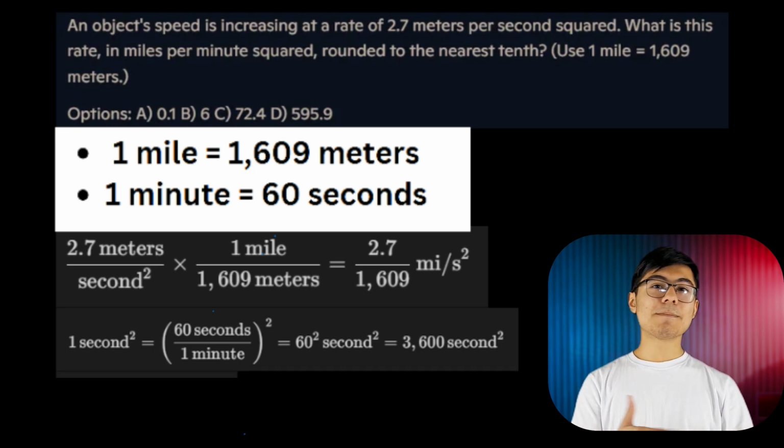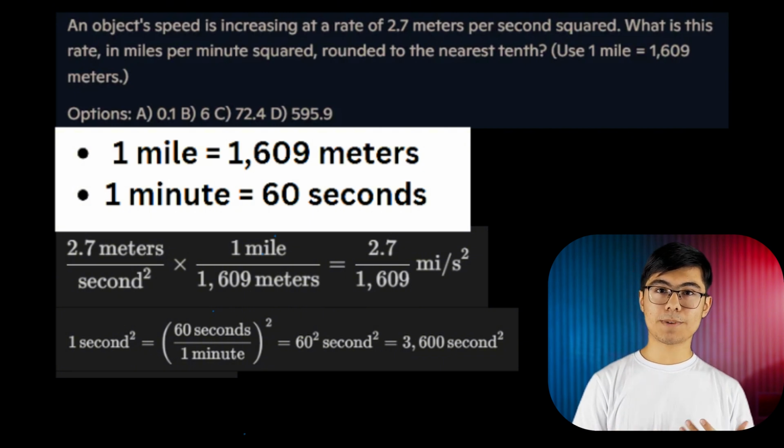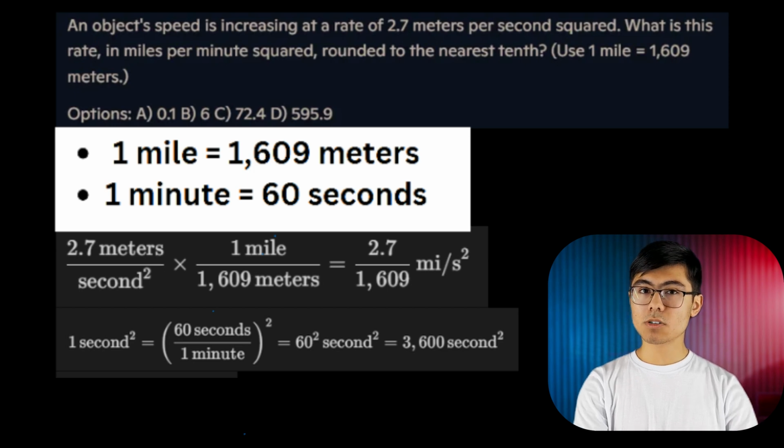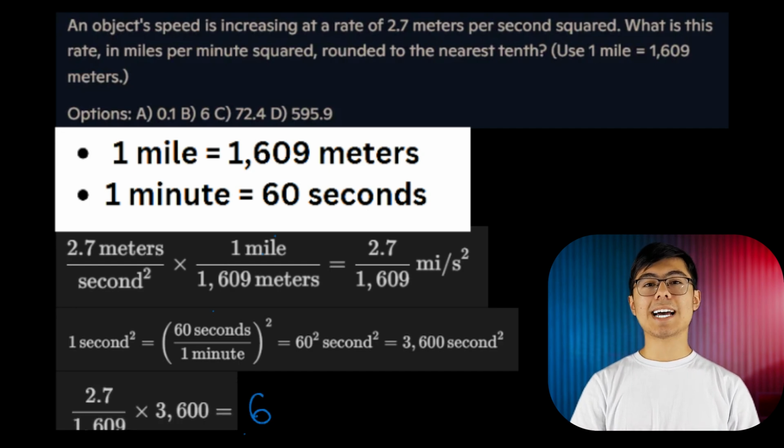So now let's combine everything together. This is where the wizarding happens. You multiply the distance conversion by the time conversion factor to get the rate in miles per minute squared. Now, step number 4 is rounding to the nearest tenths. Now, look at that number.